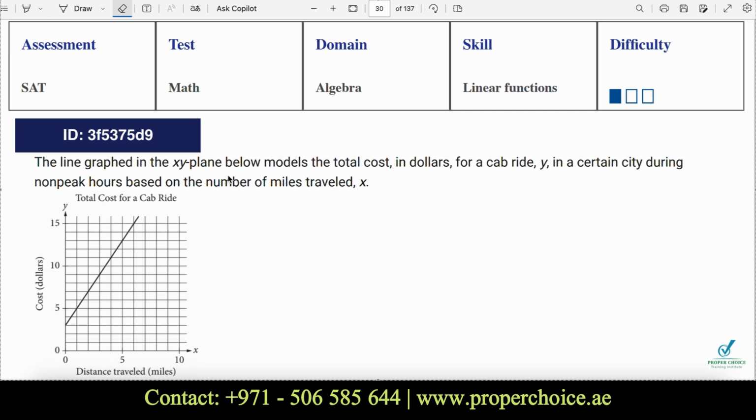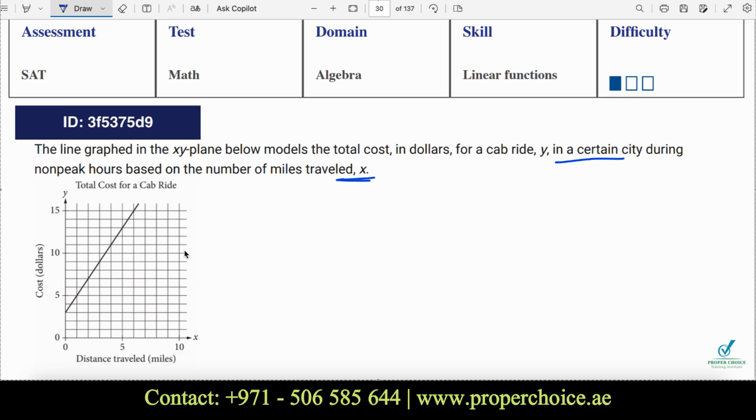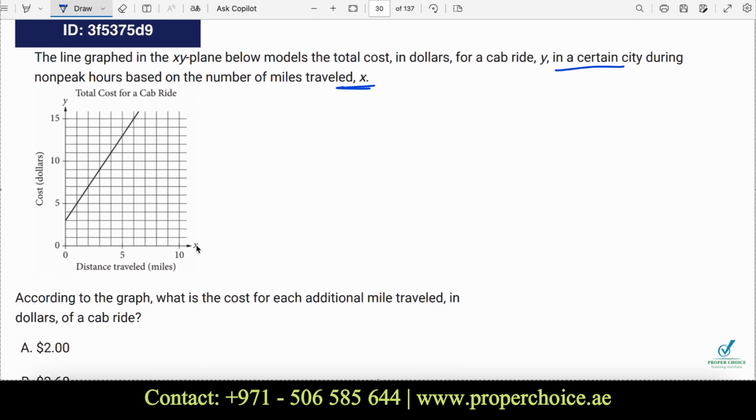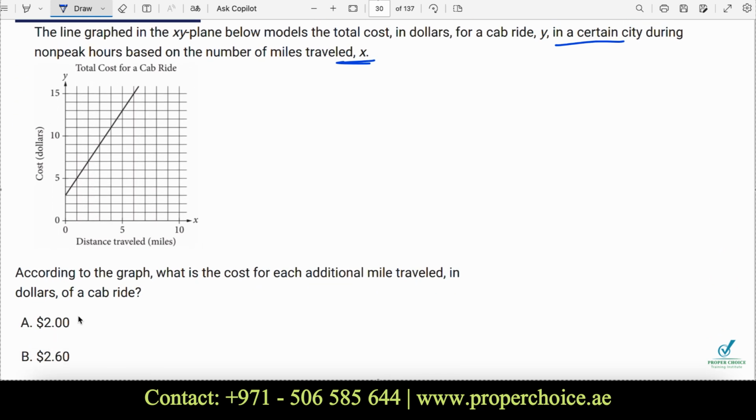The line graphed in the XY plane below models the total cost in dollars of a cab ride Y in a certain city during non-peak hours based on the number of miles X traveled. This is the graph of total cost versus the distance in miles. Now the question says, according to the graph, what is the cost for each additional mile traveled, in dollars, of a cab ride? As you see, the y-axis is representing the cost, the x-axis is representing the distance traveled in miles.